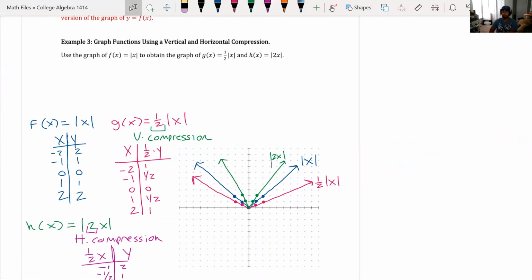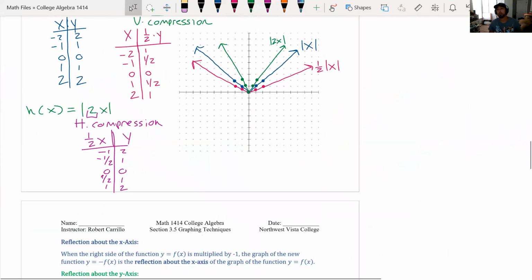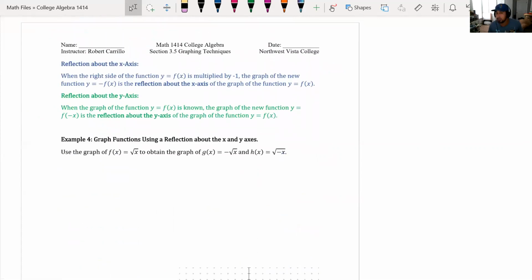All right, not bad. So we've learned the majority of transformations, only 2 more to go. You now have shifts, stretches, and compressions. Yeehaw, right? Okay. The last type of transformation are reflections.